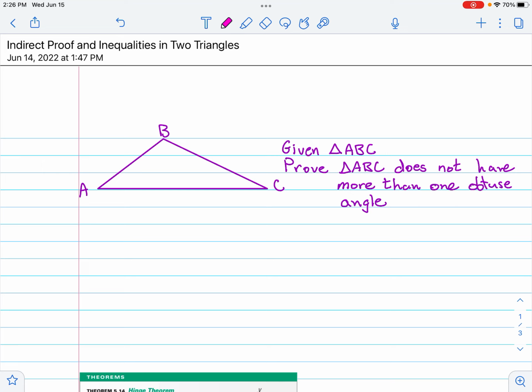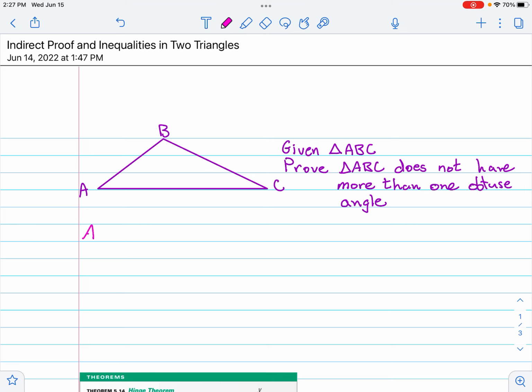Here I have a triangle ABC, and I want to prove that there are no more than one obtuse angles in this triangle. Now remember, an obtuse angle is an angle bigger than 90 degrees. And I'm saying I want to prove that there can't be more than one. Now, here's the way we do an indirect proof, or it might make more sense to you to call it proof by contradiction. Because what I want to do is take the contrary view of this, and then I want to contradict it. And so let's see what happens here.